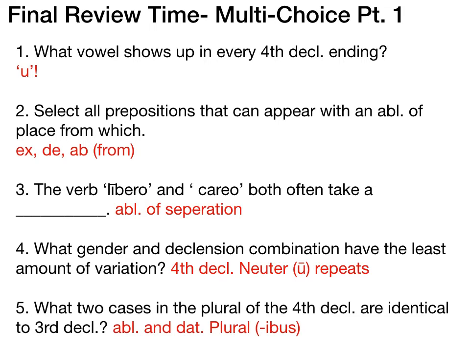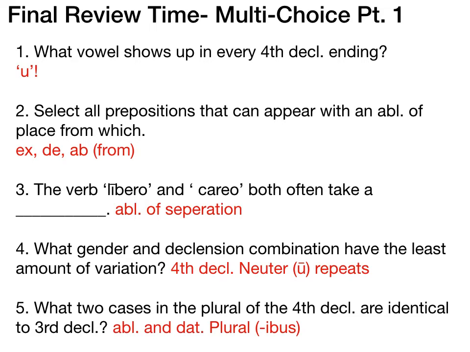Number three, libero and careo both often take a... Another chapter 20 thing that we just barely got to right at the end. And this is the ablative of separation. They take an ablative of separation, as in with libero, I free the direct object from an ablative of separation. So, yep, that's one of the last ablatives you guys are getting.